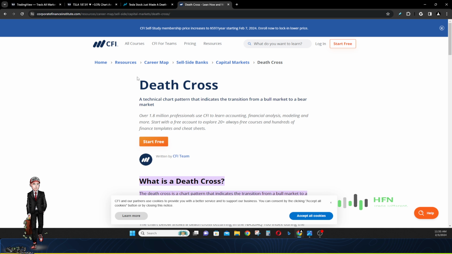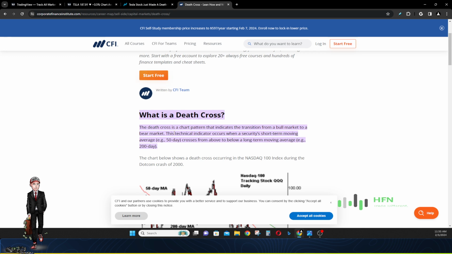Now, bull means buy, bear means sell. So you're going from a buy market, i.e. price going up, to a seller's market, price going down. What is a death cross? The death cross is a chart pattern that indicates the transition from a bull market to a bear market.